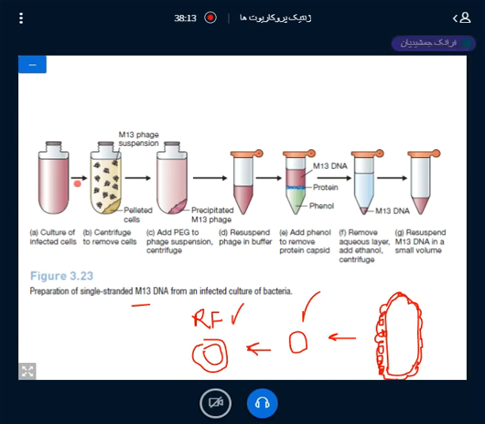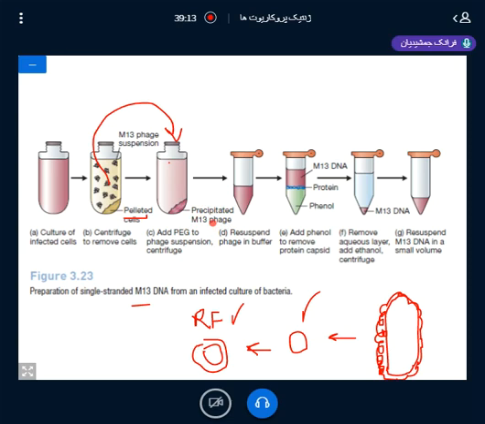Listen to me. If we centrifuge the culture, because the bacteria are so heavy, they precipitate, they go down, they form a pellet, and we have M13 phage in the upper side, in the upper solution. Why? Because they are so light. This is heavy, goes down, and this is so light. So, what do we want? We want the supernatant, the upper side, and we move it to another microtube, and we want to precipitate M13 phage.